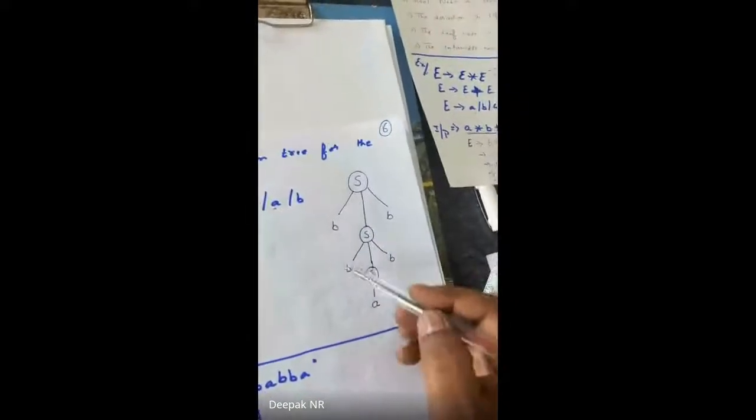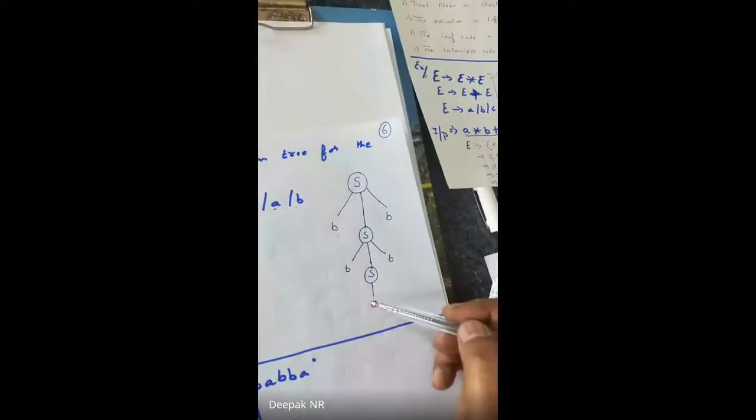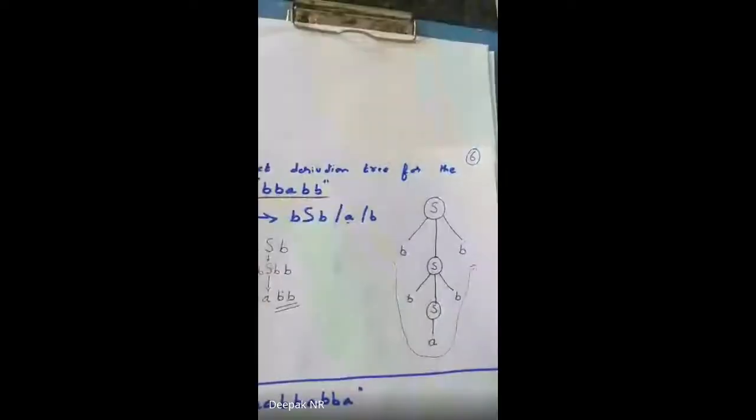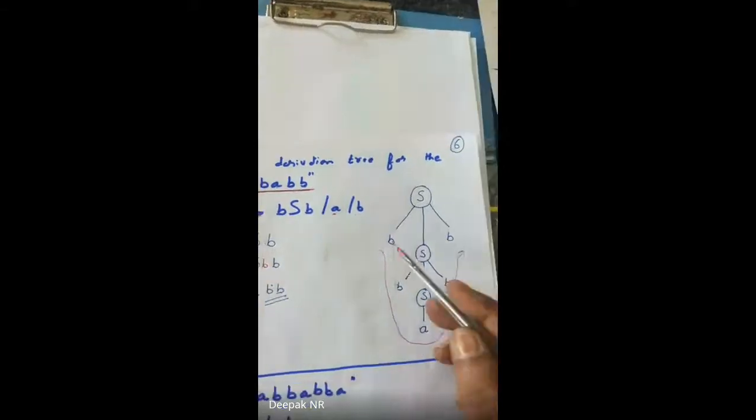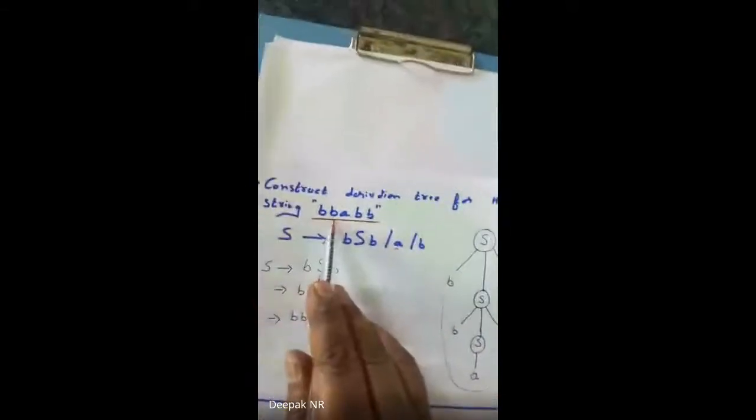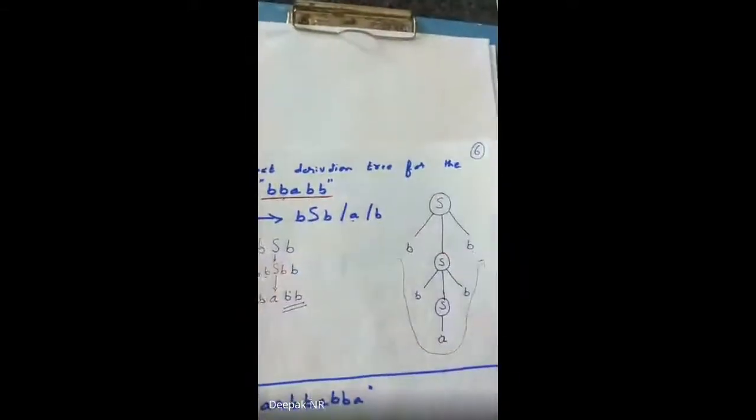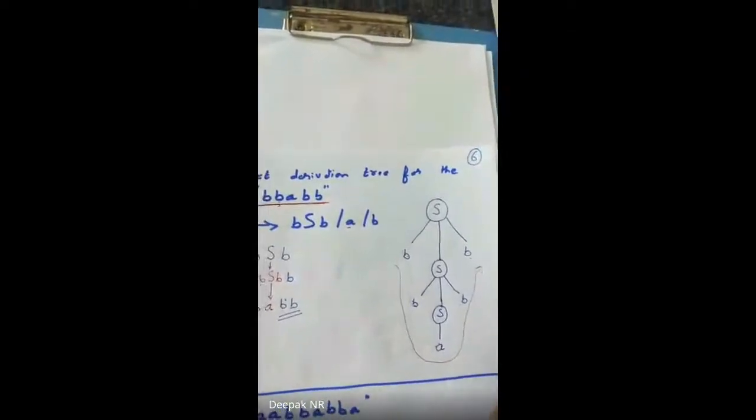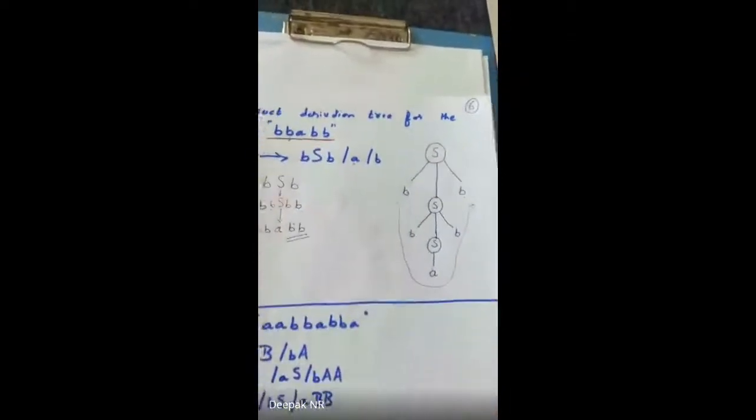If you observe it, these are non-terminals, and I go from left to right. Is that clear? Okay, now BBABB. My string given was BBABB. BBABB has been represented graphically by using trees, and it's called a derivation tree.